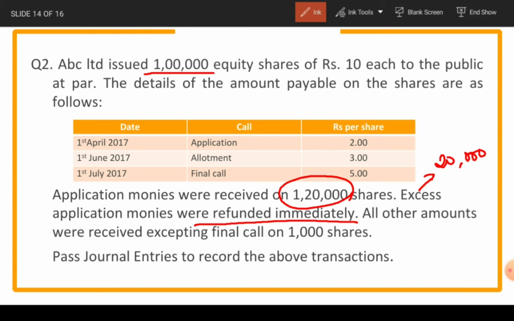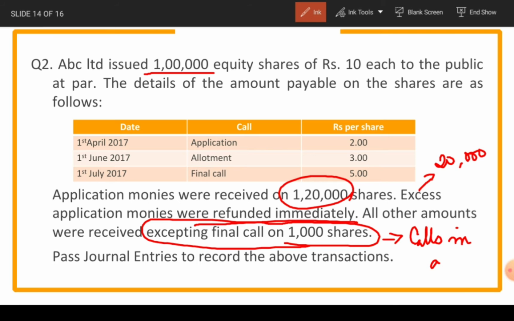And all other amounts received excepting final call on 1,000 shares. Now, if they're saying excepting final call on 1,000 shares, it means the amount on 1,000 shares is not received. Therefore, this is termed as calls in arrear. While I'm sure you know of this concept already, we'll be dealing with it a little bit again in the future. Maybe I'll give you a few notes based on calls in arrear. But this is just a small introduction into that particular topic.